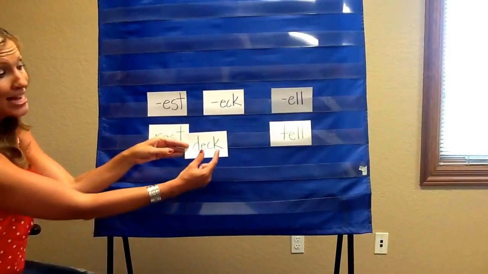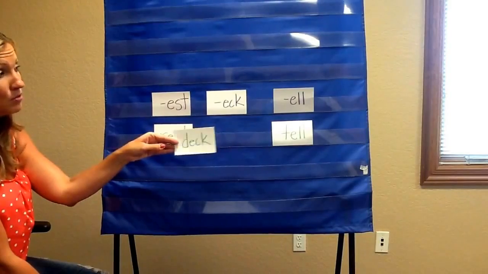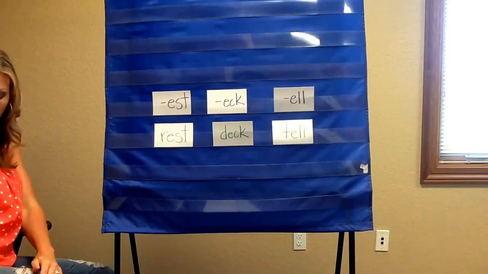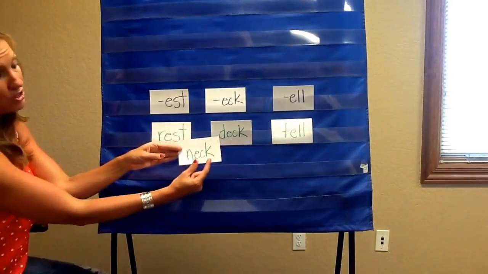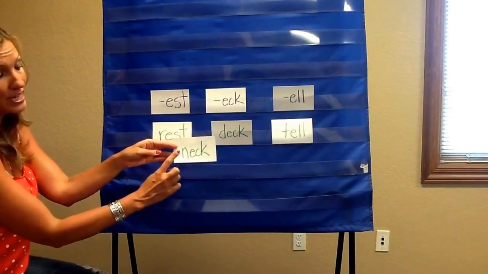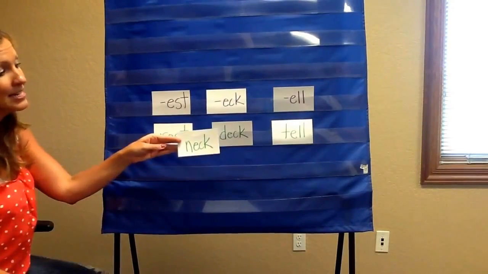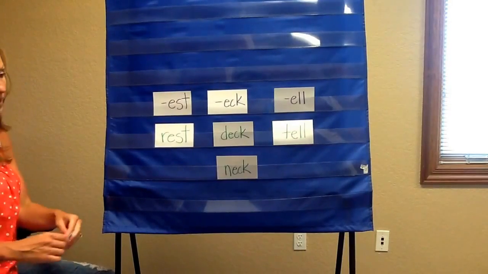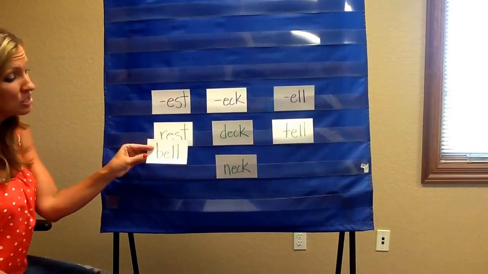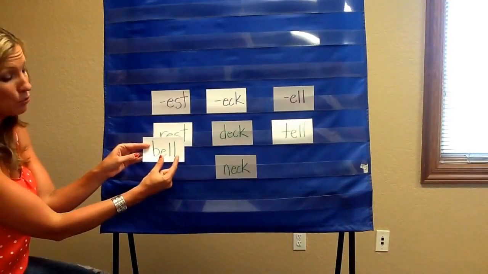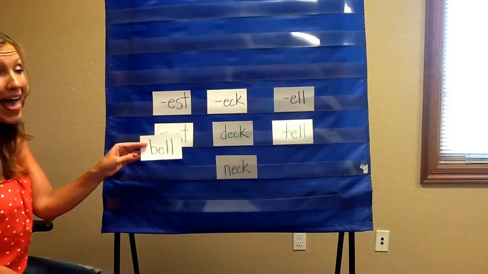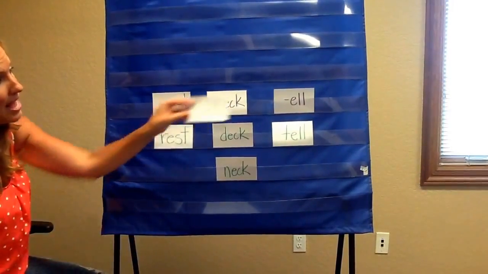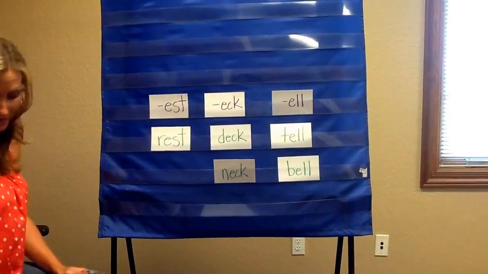The next word, I see the eck word family. So I'm going to read this as deck. This next word also has the eck word family. So I'm going to read it as eck, neck, and I'm going to sort it under eck. This next word that I'm going to practice looking for parts for, I see the word part or word family, ell. So I'm going to read it as b-ell, bell, and I'm going to sort it under ell.